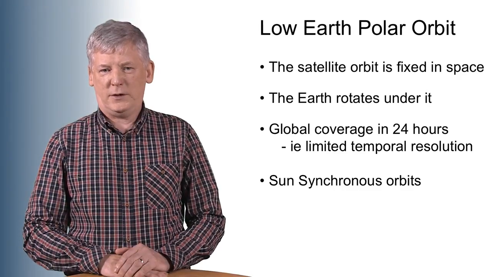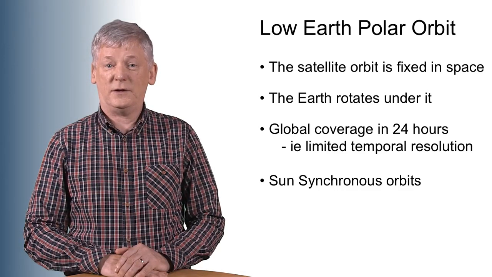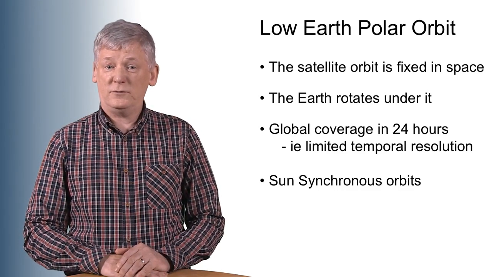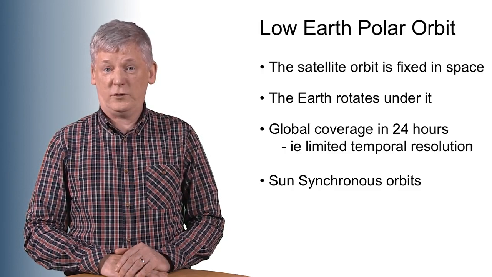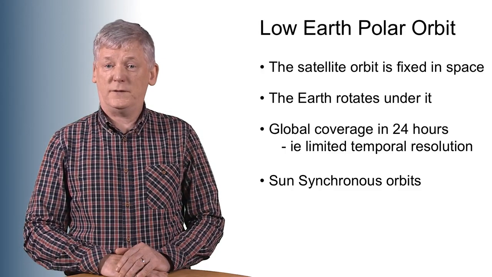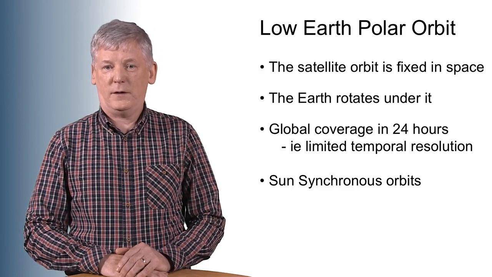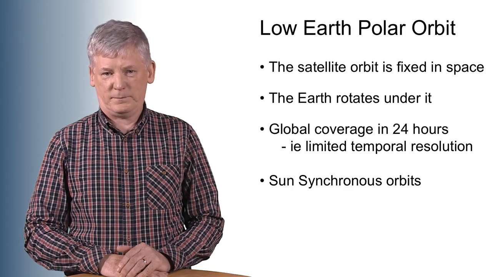A trick can be played by using the fact that the Earth is slightly flattened by its rotation. It is possible, by slightly tilting the orbit, to ensure that as the Earth travels around the Sun during the year, the orbit maintains the same angle to the Sun, and thus the observations are always made at the same local time. That is important for instruments that rely on sunlight to measure. These are called sun-synchronous orbits.